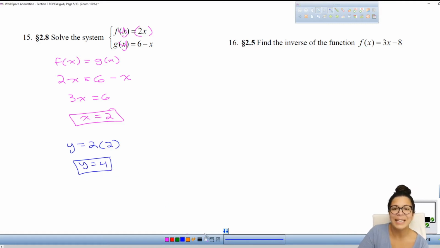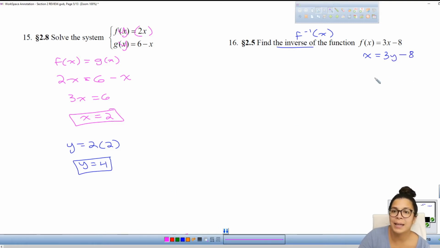Okay, that was easy. Let's move on to number 16. Find the inverse of the function. Okay, so for the inverse, remember the inverse notation looks like this. And to find the inverse, you switch the x and the y. So in the equation, I'm going to switch this y value with x, and I'm going to switch this x value with y. And then you need to solve for y.